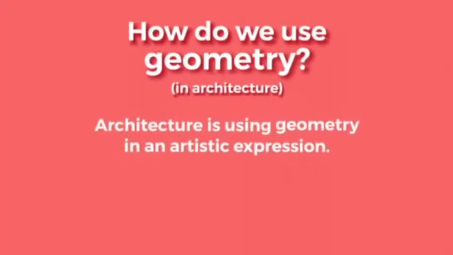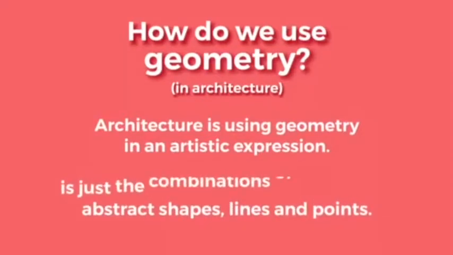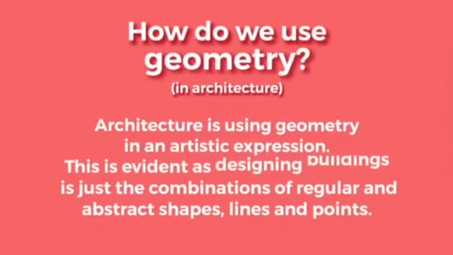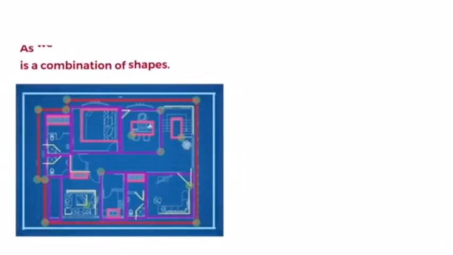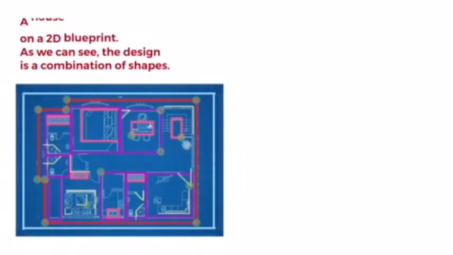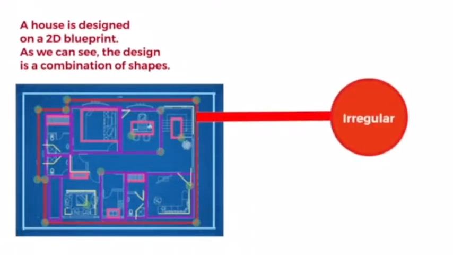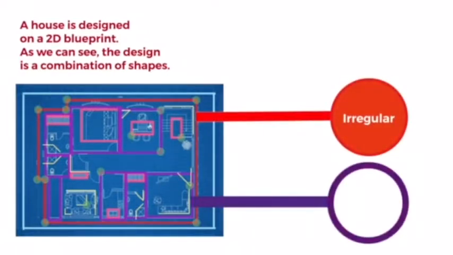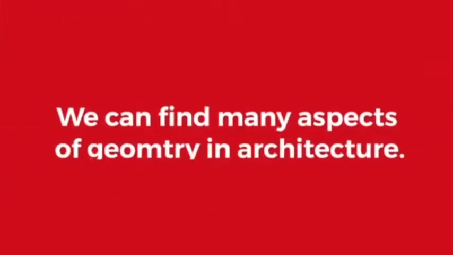Architecture is using geometry in an artistic expression. This is evident as designing buildings is just a combination of regular and abstract shapes, lines and points. If you were to think about how a house is designed on a 2D blueprint, it is a combination of uniform and irregular shapes that are measured. We can find many aspects of geometry in architecture.